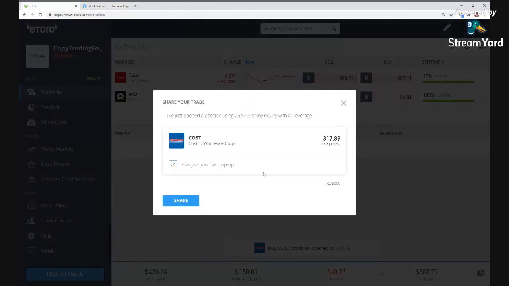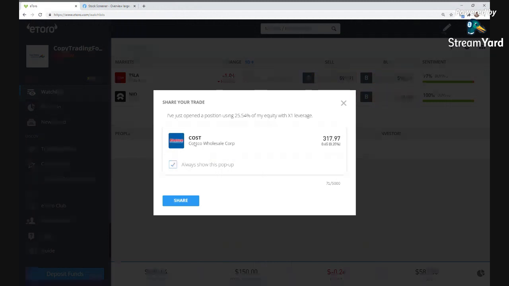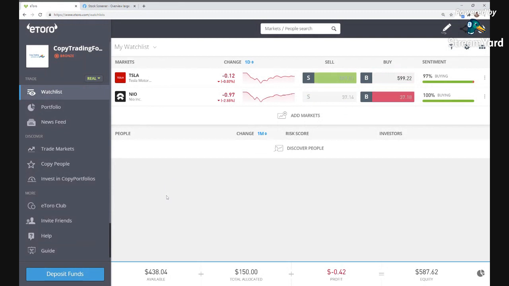Come back, look, the market has opened, and I've bought my fourth stock, Costco. Remember, I put it in to buy when the market opens. I just opened a position using 25.4% of my equity with no leverage, one times leverage. Okay. So there we go. I've bought my fourth stock, guys.